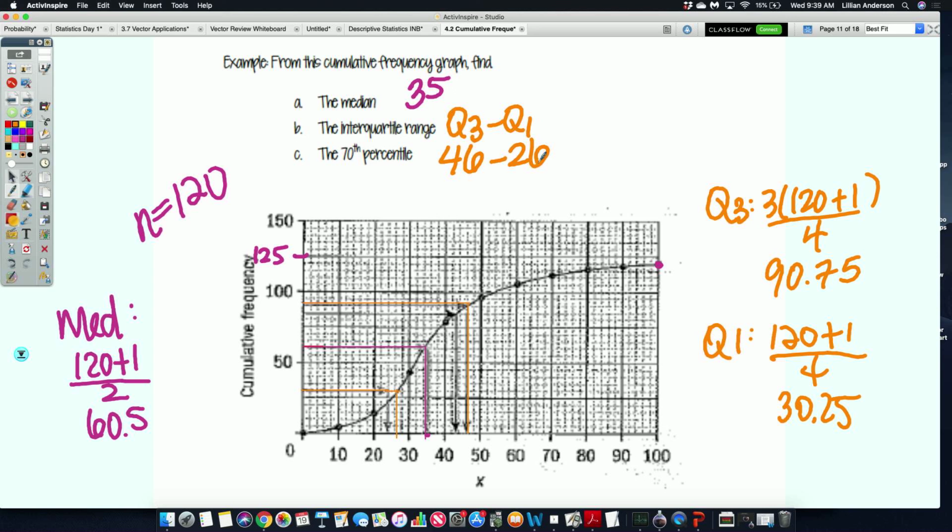So that could be 27. A little after. Next, I'm a little off. Yeah, we'll say 27. So then I subtract them. And that's my interquartile range.